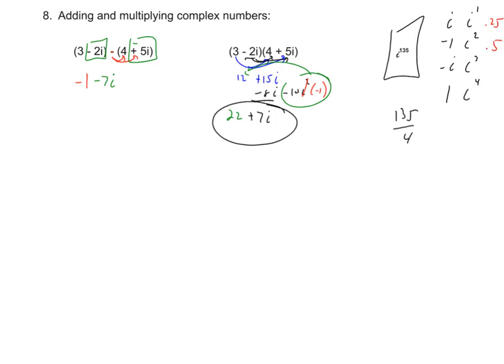So whenever it's i, the remainder is 0.25. Whenever it's i squared, it's 0.5. Whenever it's i cubed, it's 0.75. And whenever it's i to the fourth, there is no remainder.